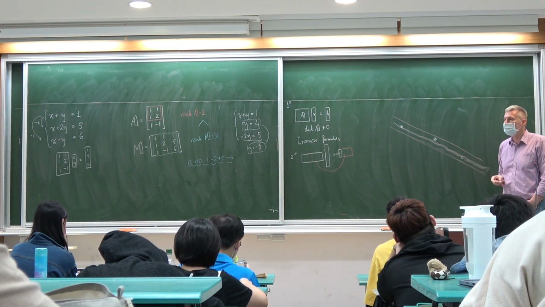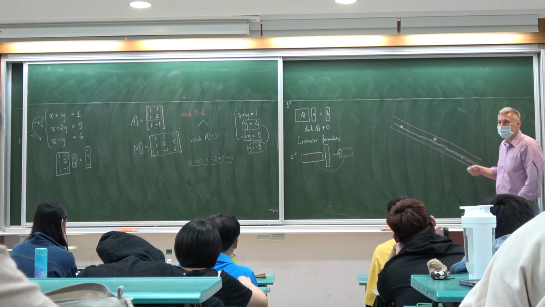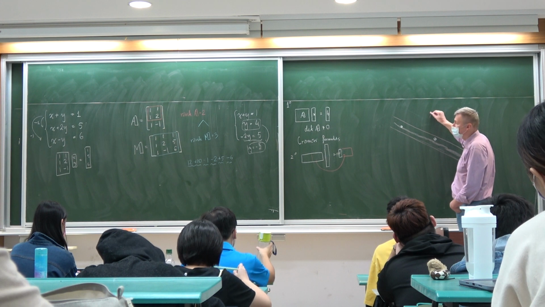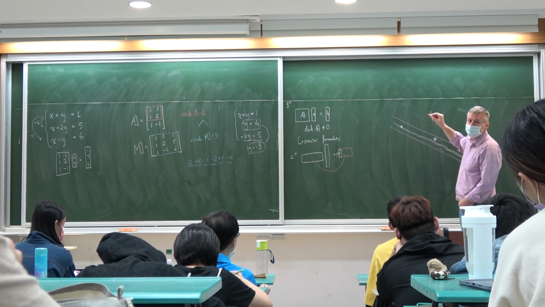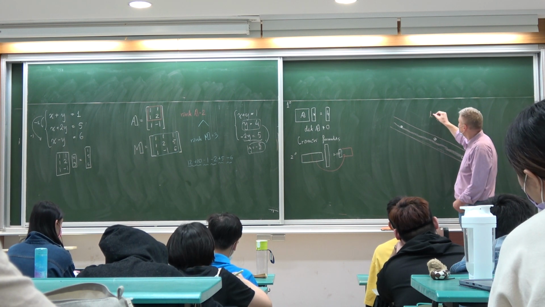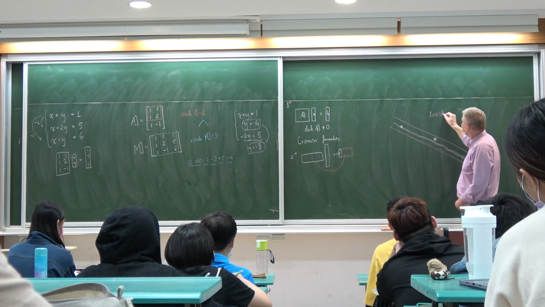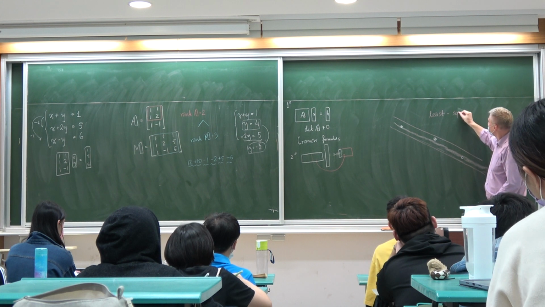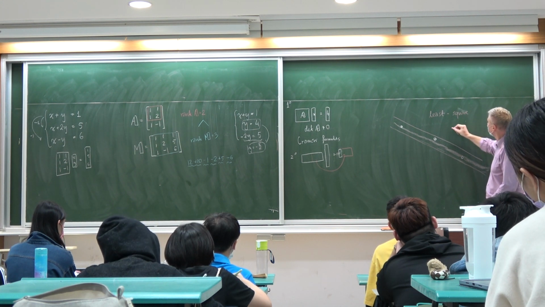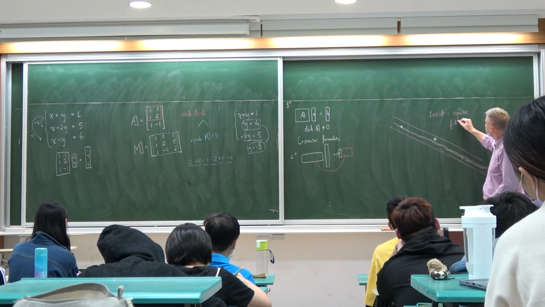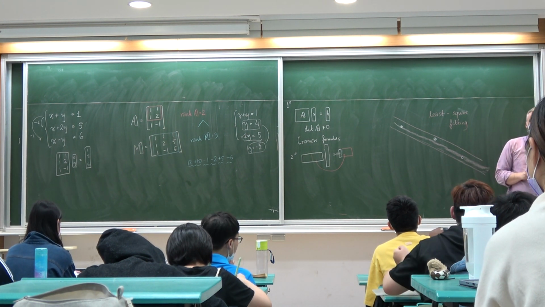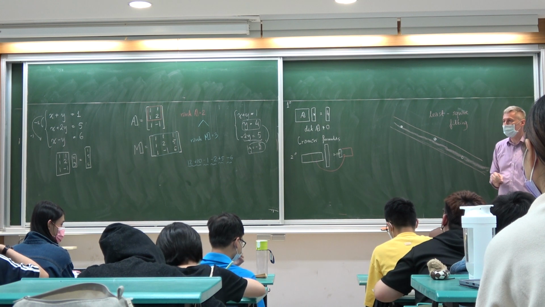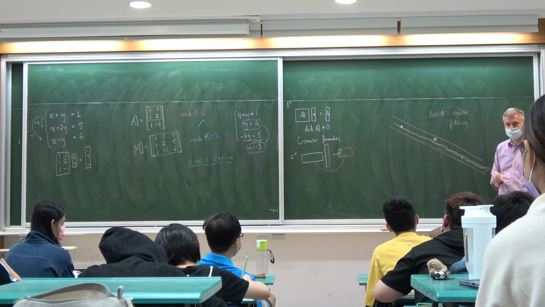How is this called? I don't know how it's called in English. Adam, you help me. Least square fitting. How do you say in Chinese? 最小平方法。Least square fitting. So it's a best solution you can get for a contradictory system.